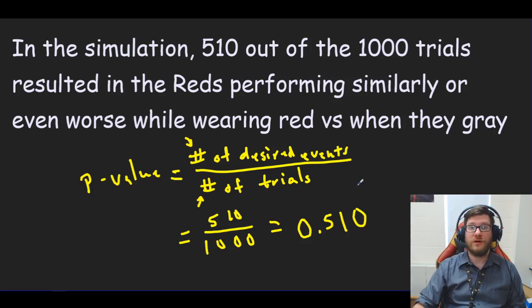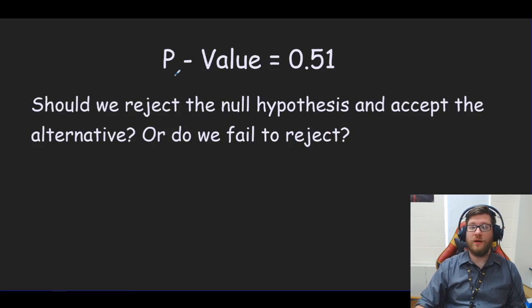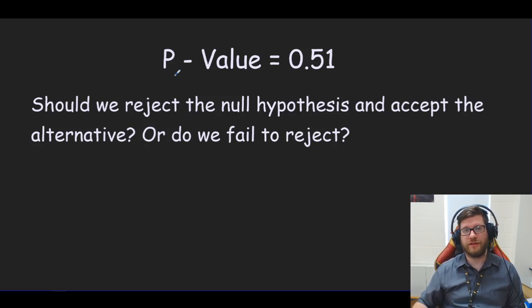So if we want to use that to say, okay, is it just random and the Reds are pretty much the same regardless of their jersey, or is our hypothesis correct that they're actually better when they wear gray? We need some sort of guidelines when we're talking about that. Our p-value in this case was 0.51. The way that we talk about those hypotheses in statistics is, should we reject the null hypothesis and accept the alternative hypothesis, or do we fail to reject the null hypothesis?